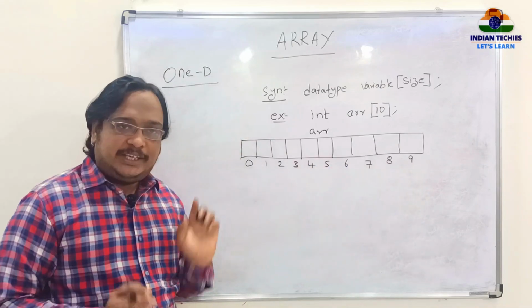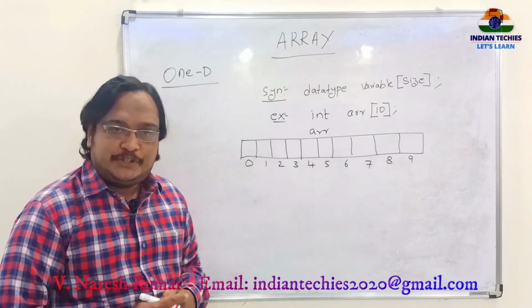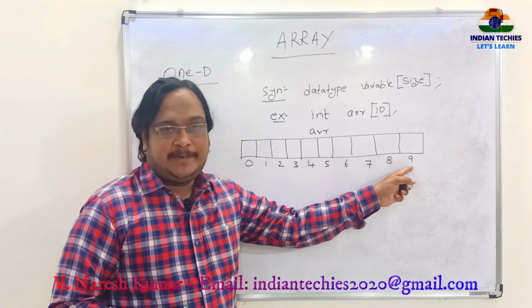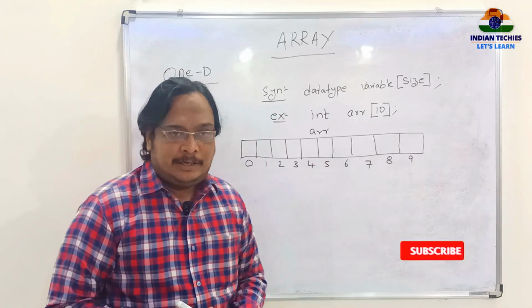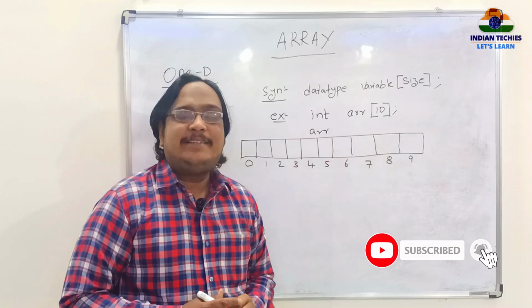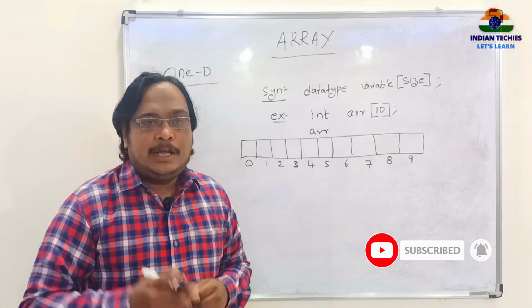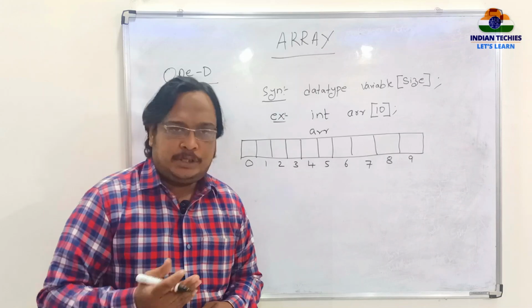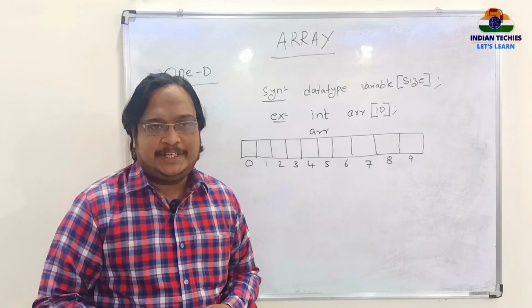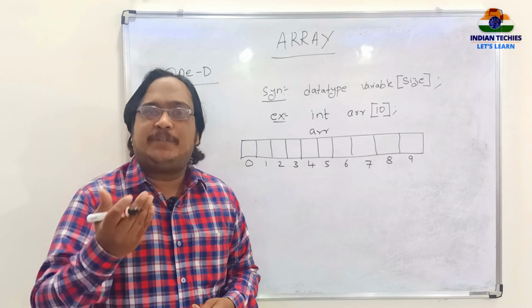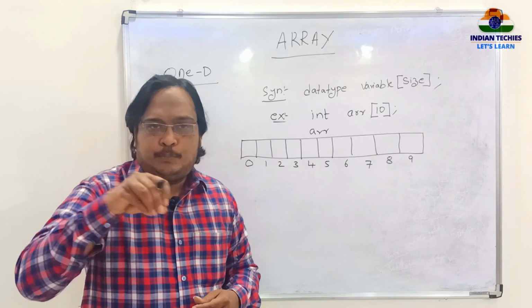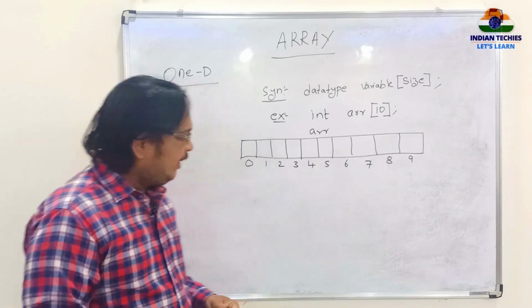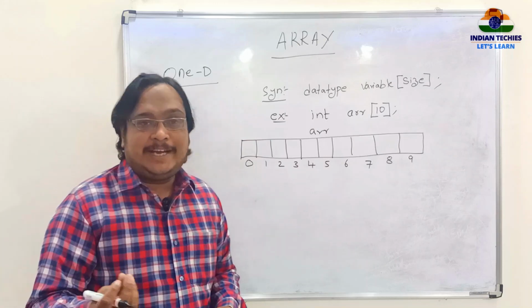If you count the total, it will be 10, but it starts from 0 and ends with 10 minus 1, that is 9. Now, if memory is allocated like this, how do we access the variable? Accessing means at the time of giving input, for calculation, or for taking output on the screen, printing output on the screen, we must have names.